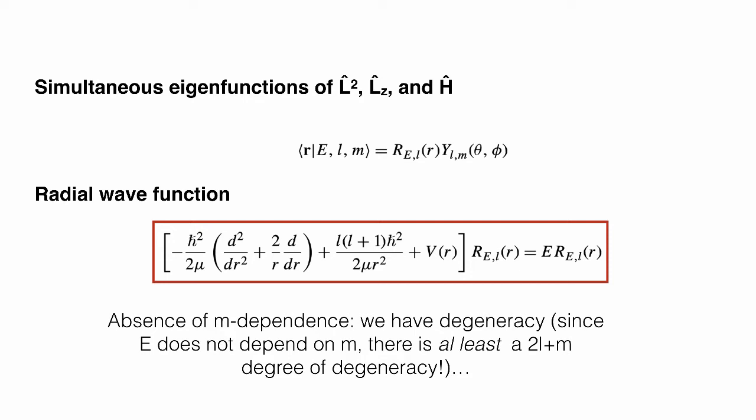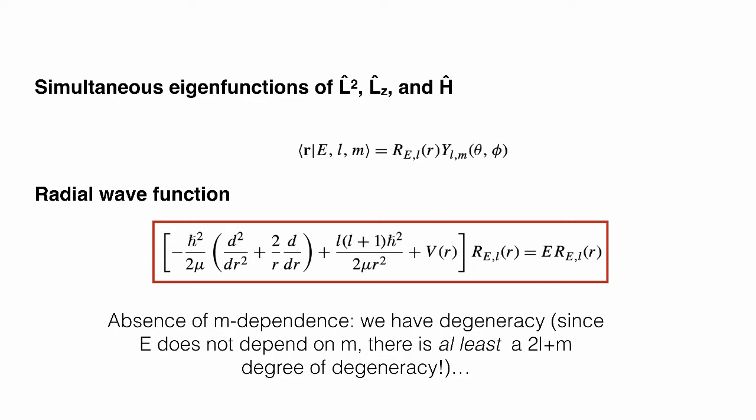dependence there. There is no m dependence at all in the equation, which means that we have a degeneracy with respect to m. So a given value of l has a degeneracy of 2l plus 1. I'm sorry, there's a mistake on this slide. It should be 2l plus 1, not 2l plus m. We have a degree of degeneracy which is at least 2l plus 1. This comes, of course, from the spherical symmetry that we spoke about before.